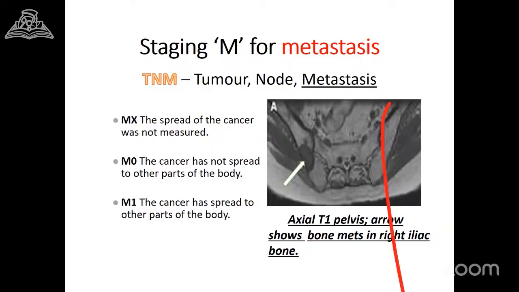This slide describes the M stage, which assesses distant metastasis in prostate cancer. Similar to N stage, MX means that distant spread was not evaluated. M0 indicates there is no evidence of metastasis. And M1 means the cancer has spread beyond the prostate to a distant site, most commonly to bones, lymph nodes, or other organs.